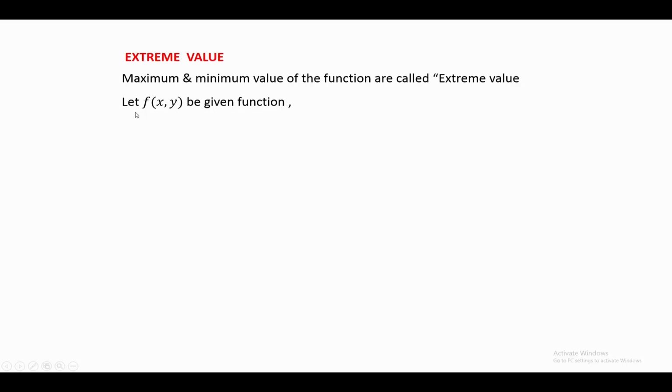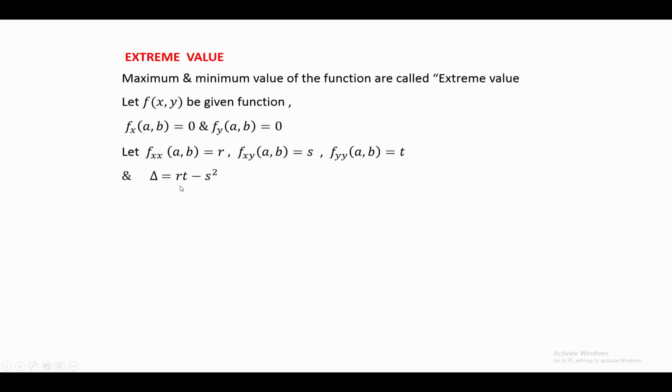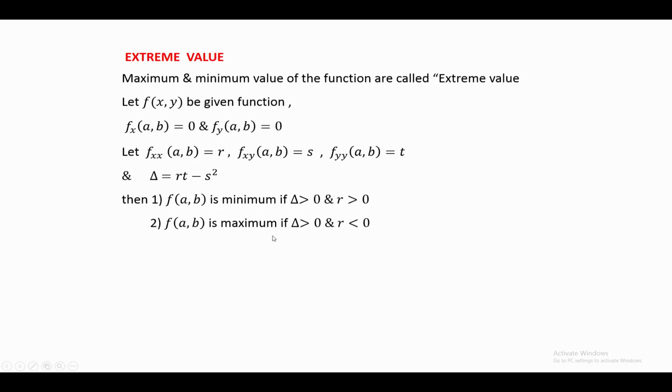Now, the method to find extreme value. Let f(x,y) be a given function, with f_x(a,b) = 0 and f_y(a,b) = 0. Let f_xx(a,b) = r, f_xy(a,b) = s, f_yy(a,b) = t, and delta = rt - s². Then 1: f(a,b) is a minimum if delta is positive and r is positive. f(a,b) is a maximum if delta is positive and r is negative. (a,b) is a saddle point if delta is negative, and the case is doubtful if delta equals 0.